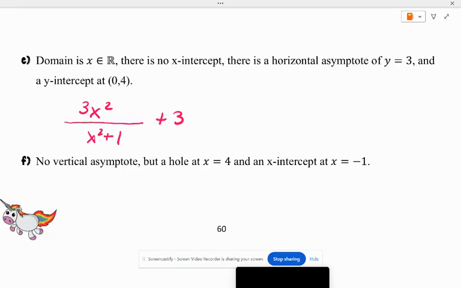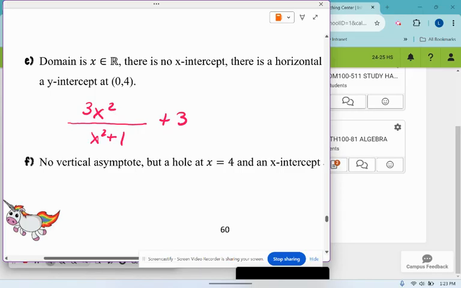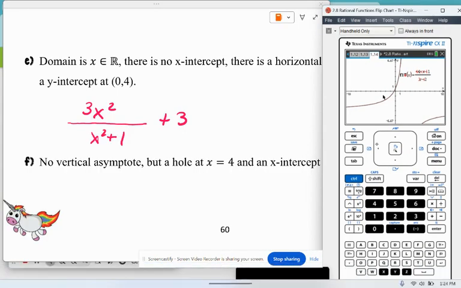I don't know. Let's take a look. I think it's going to have to do with the vertical translation. What do you guys think? Let's graph this and see what it's going to do. Oh, actually, I'm going to just fill up a new one.